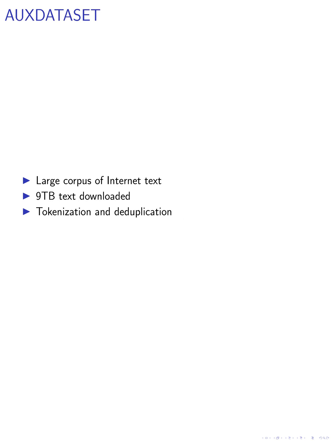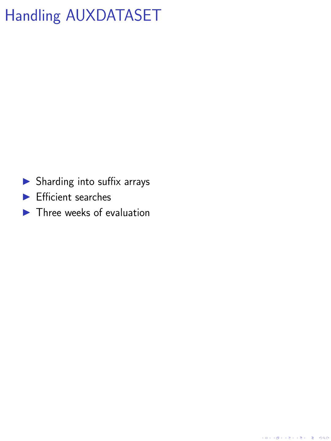We collect a large corpus of internet text and use it to build an auxiliary dataset called aux dataset. We download 9 terabytes of text from various sources and perform tokenization and deduplication to create the dataset. We shard the aux dataset into multiple suffix arrays to handle its large size and perform efficient searches. We mention that the complete evaluation required 3 weeks of compute on a single machine and highlight the potential for optimization.